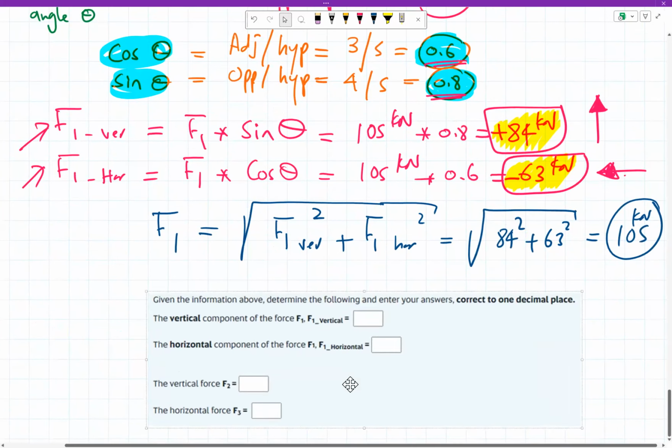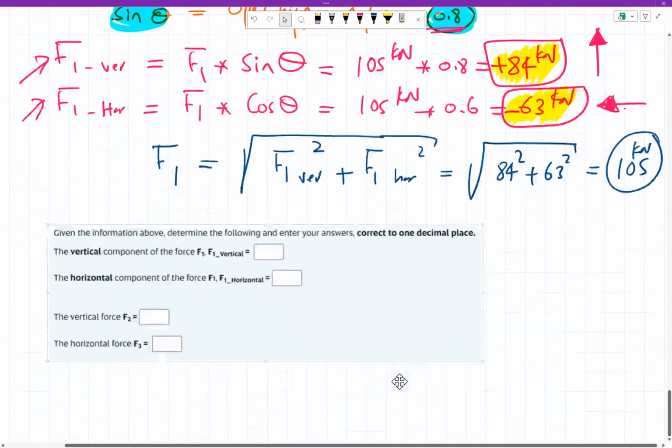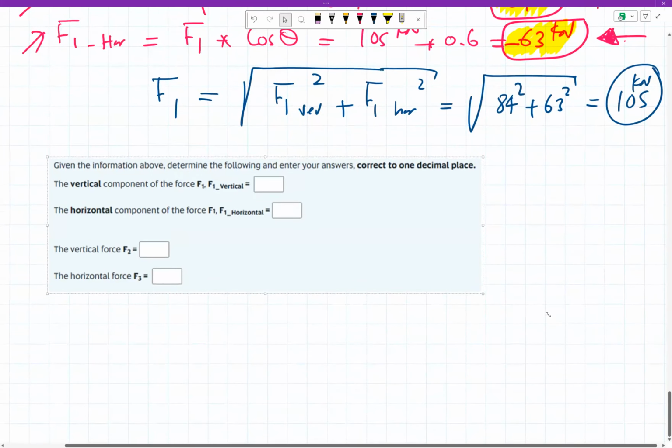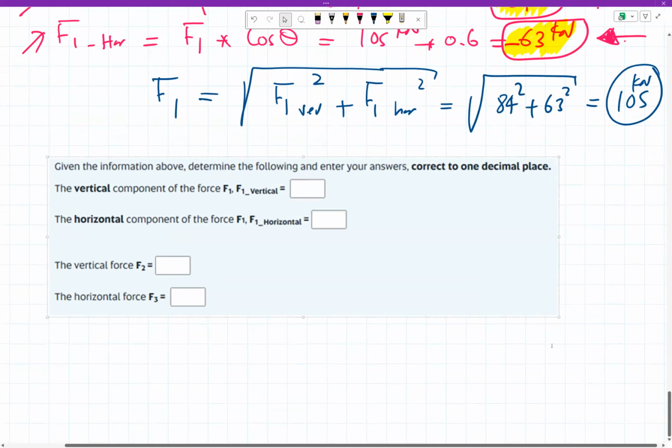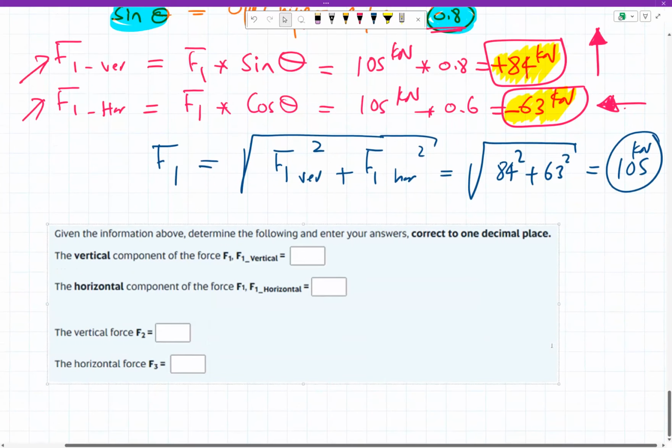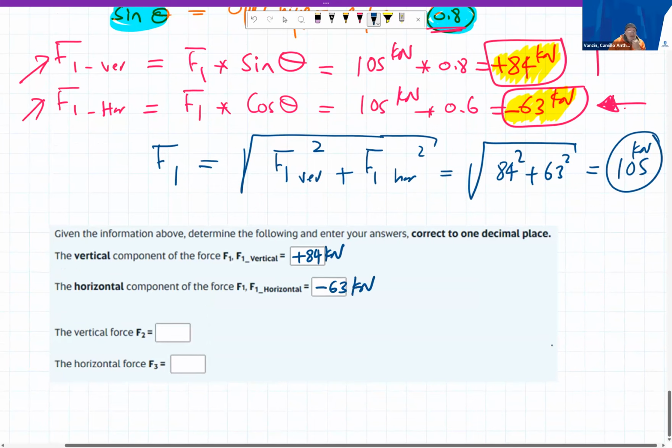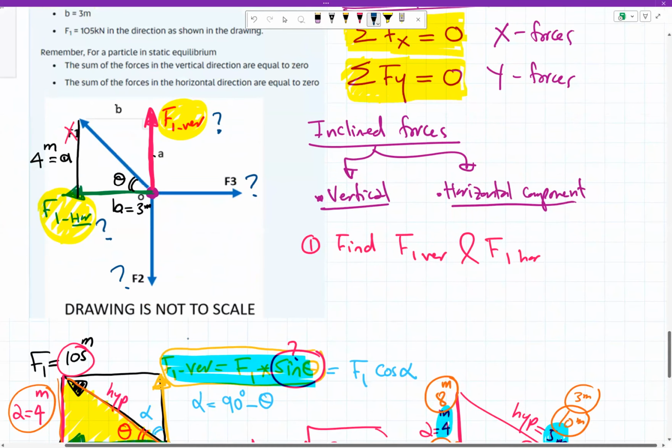This is the requirement. Up to now, what we have found: F1 vertical, how much from above? Plus 84 kilonewton. The horizontal component, how much? Negative 63 kilonewton. So this is upward and this is to the left. What is the last part of our example here? After we found F1, now we need to find how much is F3 and F2.